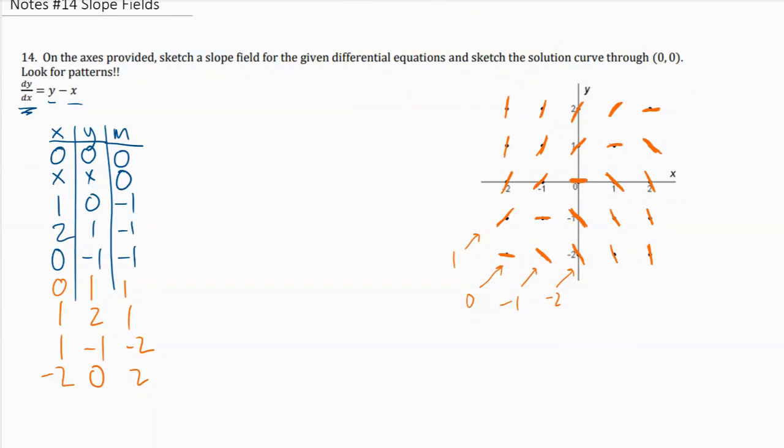But that is my slope field. So again, I'm just plugging in points to figure out what dy/dx is at that point. And then I'm just plotting a little tiny dash to represent that slope. So that's what my slope field looks like.